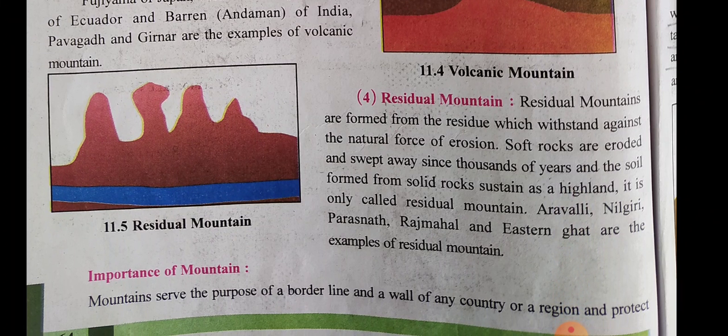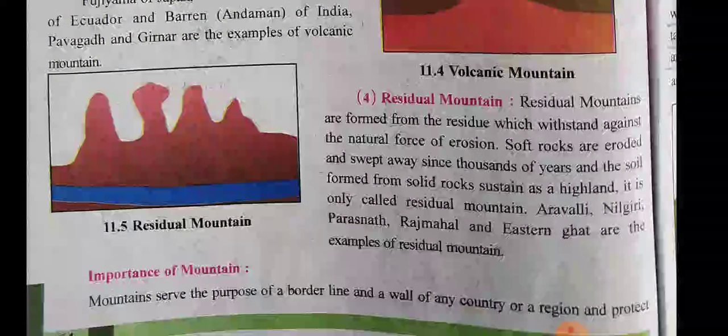Fourth one is residual mountain. What is residual mountain? It refers to अवशिष्ट पर्वत, यानी कि अवशिष्ट पर्वत हिंदी मीनिंग. Residual mountains are formed from the residue which withstands the natural forces of erosion. Mountains that have been eroded by agents of degradation such as winds, rains, frost and running water, leaving behind only the hard rocks, are known as residual mountains.